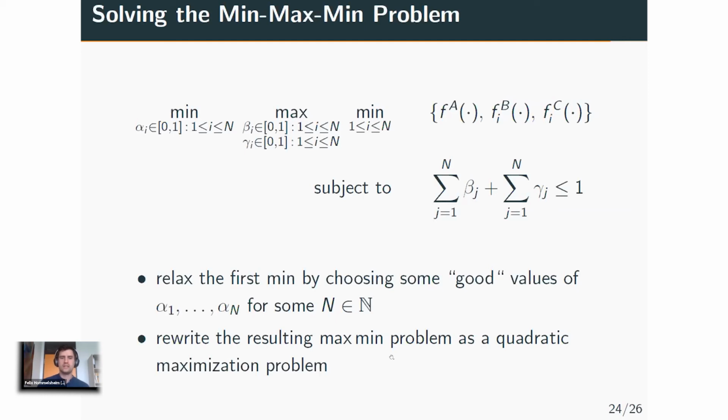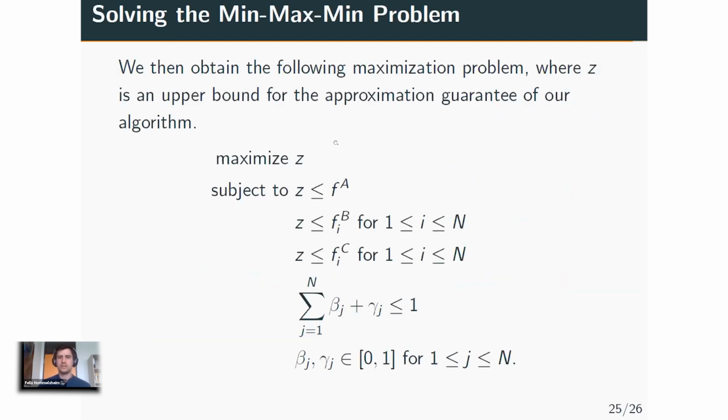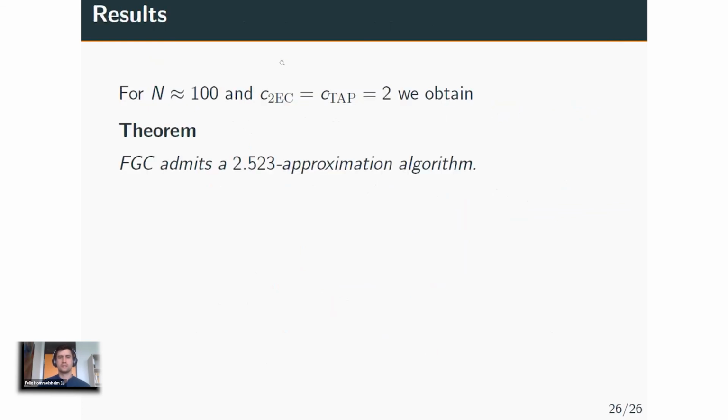And then finally, the approximation guarantee of our algorithm is bounded by Z, where Z is smaller or equal to the functions f_a, f_b, and f_c, and these further constraints. And then finally, simply by putting the constants to 2, which is the current best known approximation factors for these two problems, we obtain the 2.523 approximation algorithm.